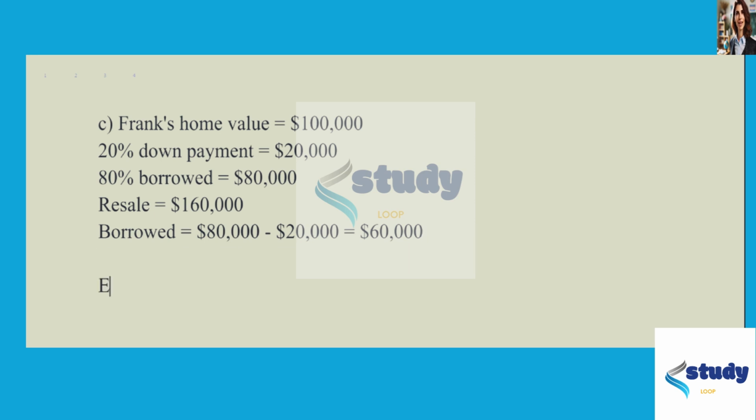Now his equity will be the resale value minus whatever was borrowed. The resale value is $160,000, and he had borrowed $60,000. So effectively, his equity becomes $100,000.